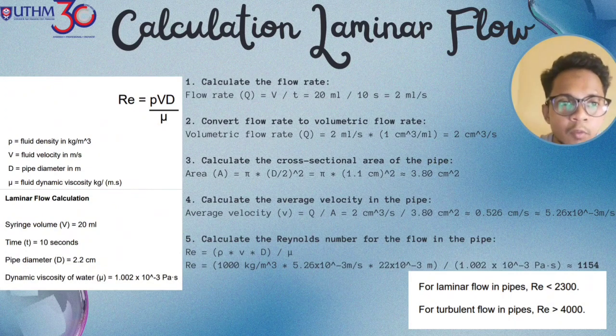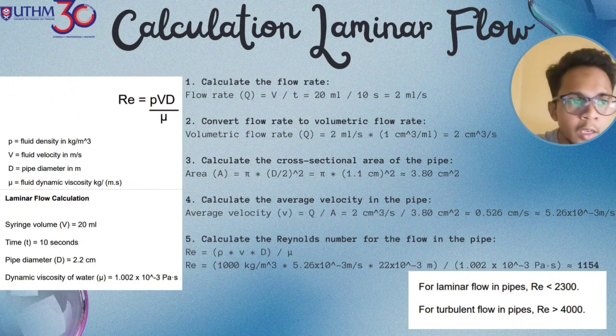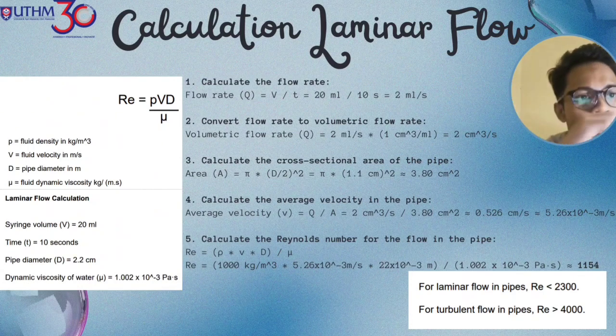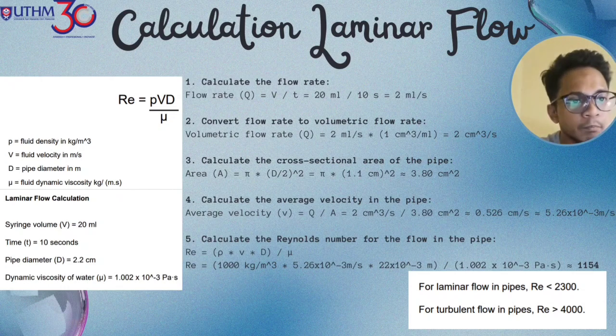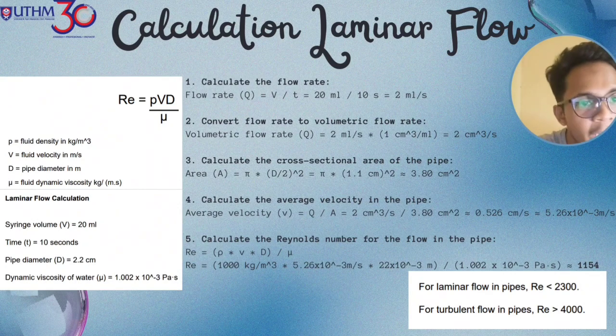First of all, number one is calculating the flow rate. For the flow rate, we take the volume of the syringe, 20 ml, divided by 10 seconds. The 10 seconds is from when we press the syringe, it took 10 seconds. Next, number two is to convert the flow rate to volume rate, and the answer is 2 cm per second.